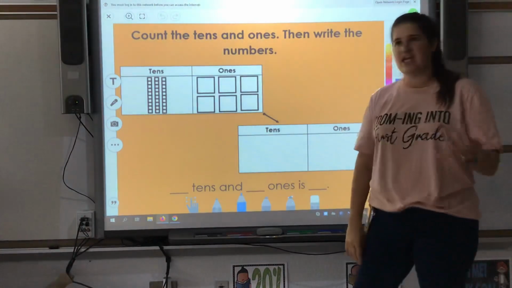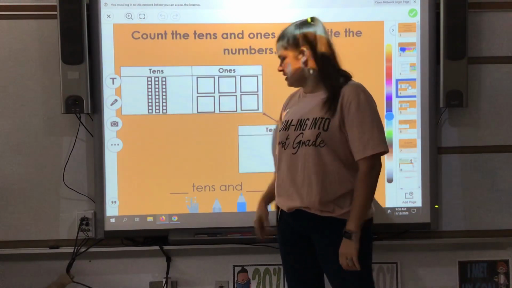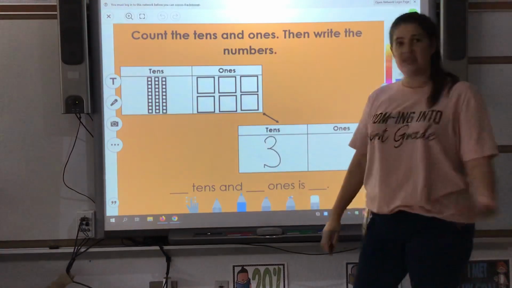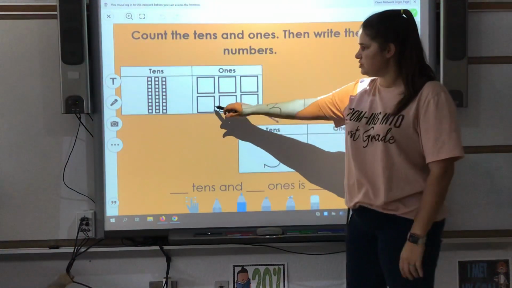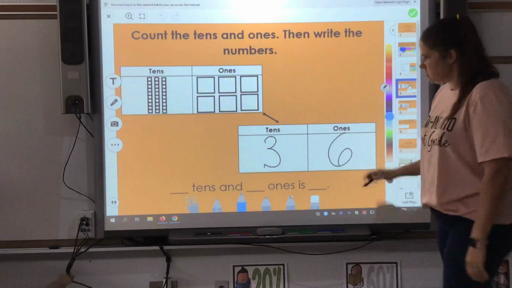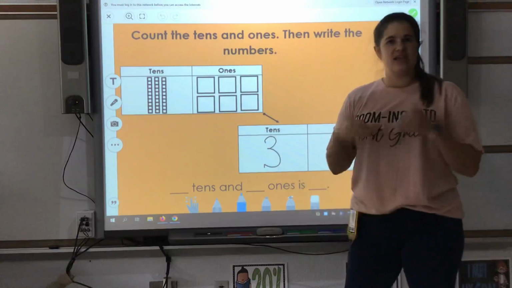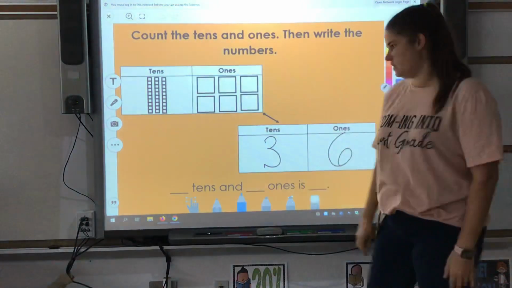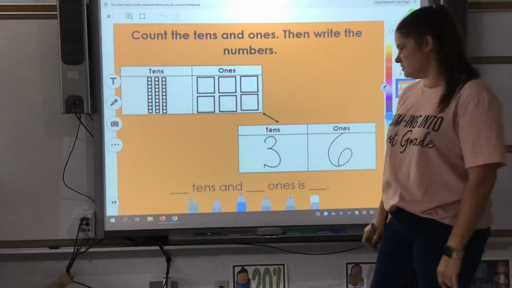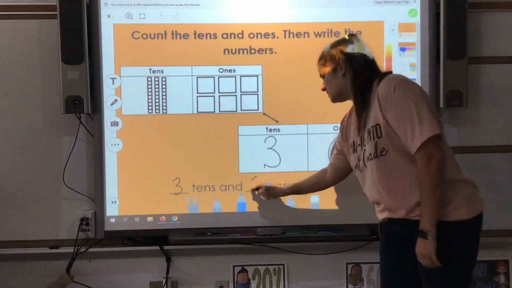So let's count the tens together. 1, 2, 3. So I know that I have 3 tens. And then let's count the ones. 1, 2, 3, 4, 5, 6. So this number box is the same thing as this picture box, except they are shown differently. So down at the bottom, we have another way to show it by using our sentence. So we know that we have 3 tens and 6 ones.